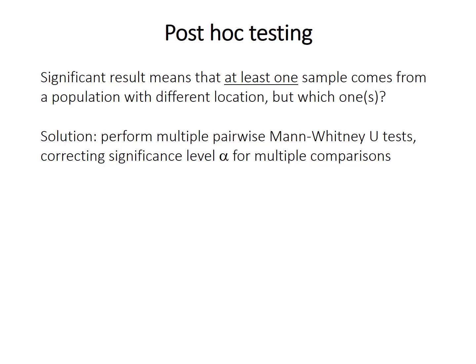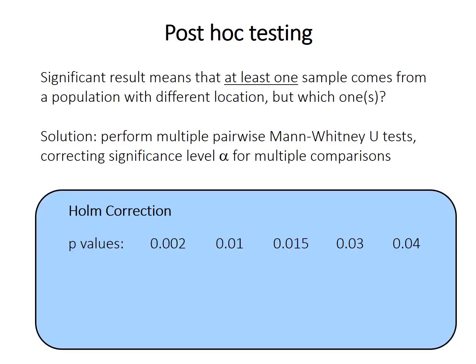Remember that multiple comparisons will increase the chance that at least one of them is a type 1 error. So one recommended method for correcting this is called the Holm correction. And it's easiest to demonstrate how it works with an example. So let's say we ran 5 tests, and we got these p-values, which are in ascending order from smallest on the left to largest on the right.